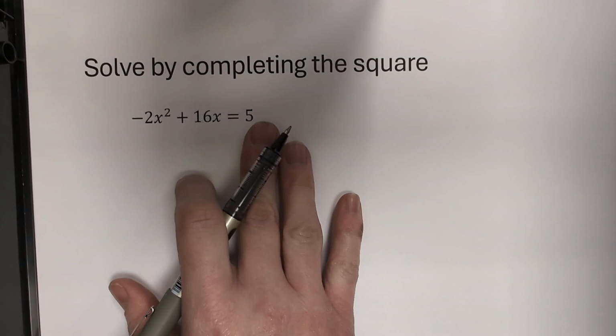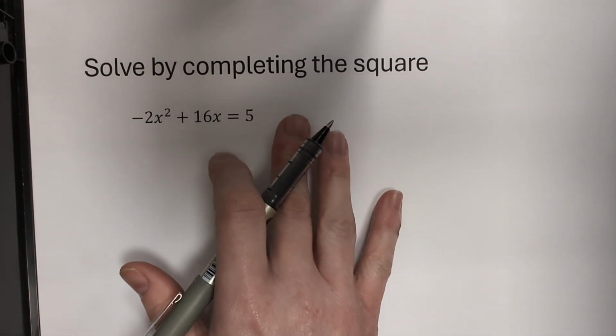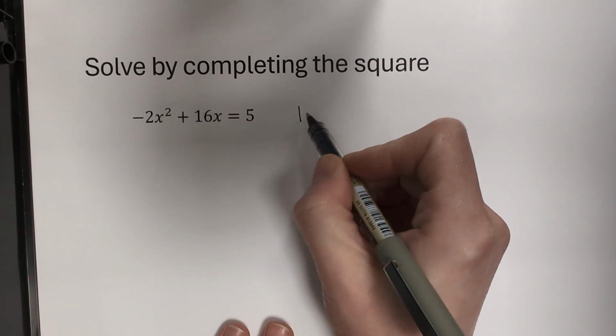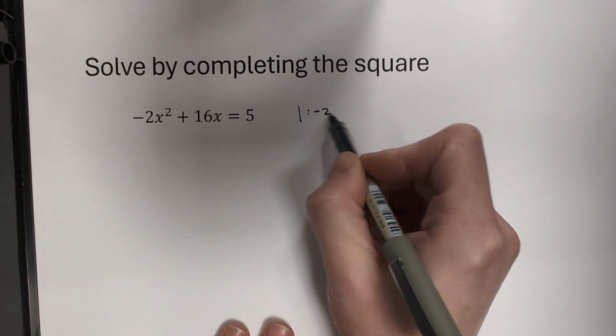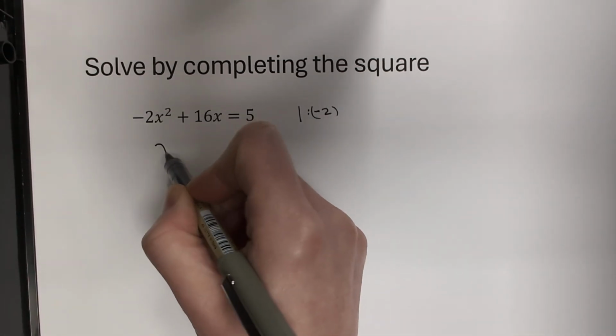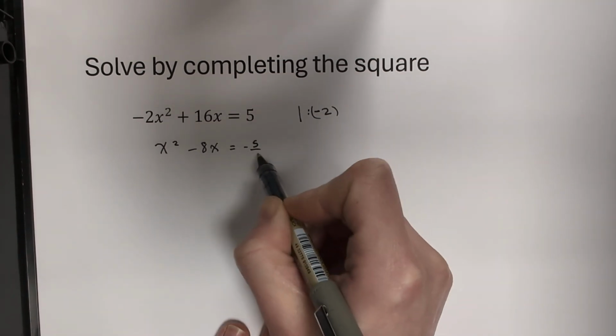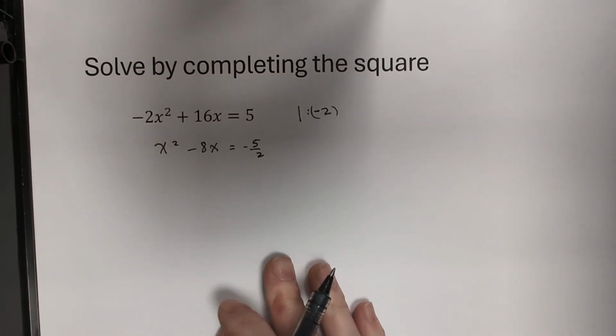I do see my constant is already on the other side. You could make it equal to 0 as kind of a consistency, but it doesn't matter. And I'm going to divide both sides by -2. And as long as I do it to both sides, I'm fine. Okay, I'm not breaking any laws here.